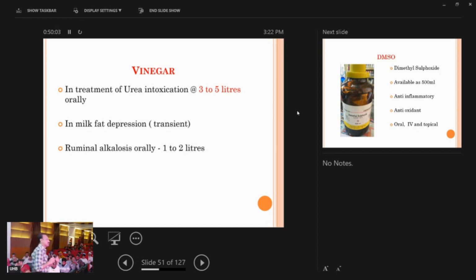Vinegar is also used in ruminal alkalosis treatment. Like we have ruminal acidosis, you also have ruminal alkalosis. In such a condition, you can give 1 to 2 liters orally, deciding by the rumen pH. Also in milk fat depression: when you drench some vinegar orally, the next day milk fat will increase. But the disadvantage is that it is corrosive, so irritation occurs and feed intake will be reduced. So you cannot continue for a long time, and there is the cost factor. So you have to go for feeding management.